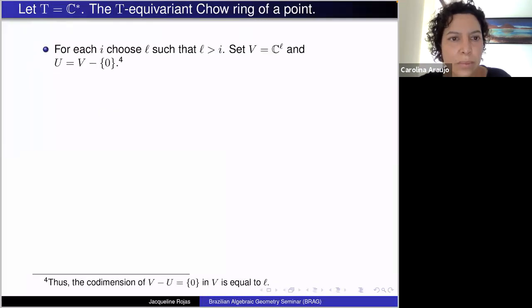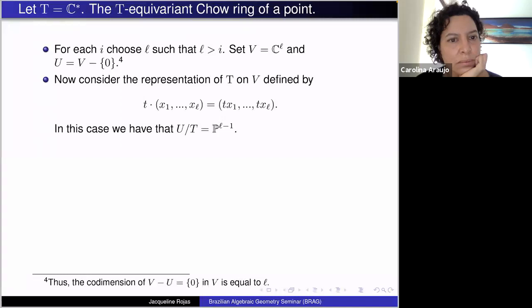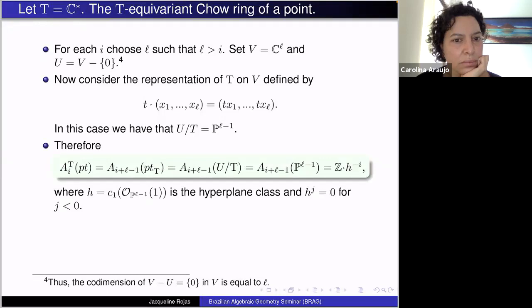And now we are going to talk about the Chow ring of a point. This is the object that we use, in fact, for the application. For each i, choose L such that L is bigger than i. Set V equals C^L and U equals V minus the origin. Now consider the representation chi defined by the diagonal action, where x1, ..., xL multiply their coordinates. In this case, the quotient of U by chi is actually the projective space over C, P^(L-1). And then you are going to apply the definition that we talked about.